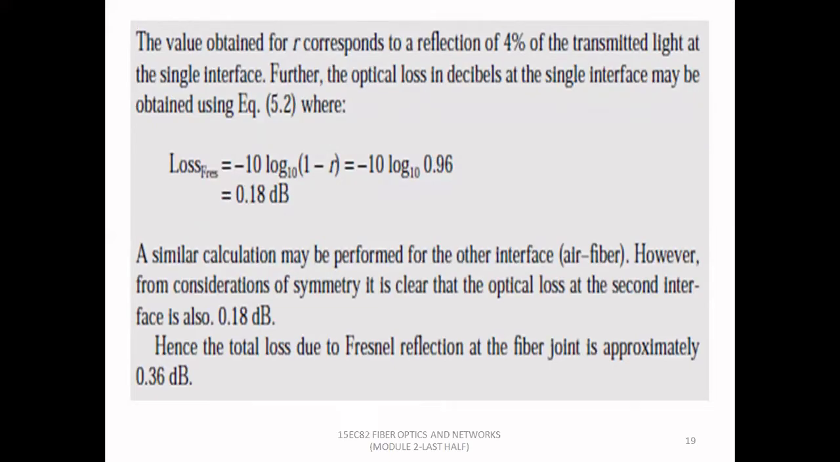The value obtained for R corresponds to a reflection of 4% of the transmitted light at the single interface. Further, the optical loss in decibels at the single interface may be obtained using equation 5.2, where Fresnel loss equals minus 10 log10 of (1 minus R), equal to minus 10 log10 of 0.96, equal to 0.18 dB. A similar calculation may be performed for the other interface. However, from considerations of symmetry, it is clear that the optical loss at the second interface is also 0.18 dB. Hence, the total loss due to Fresnel reflection at the fiber joint is approximately 0.36 dB.